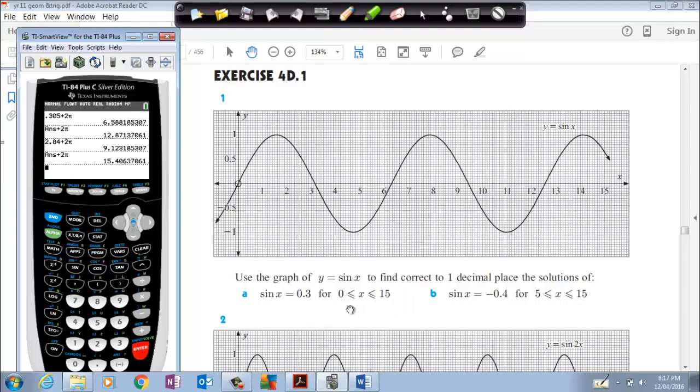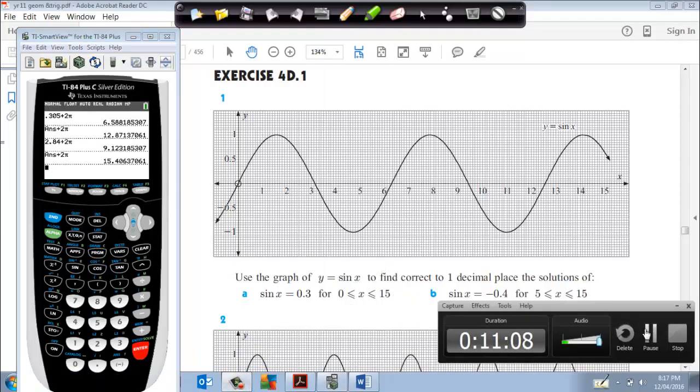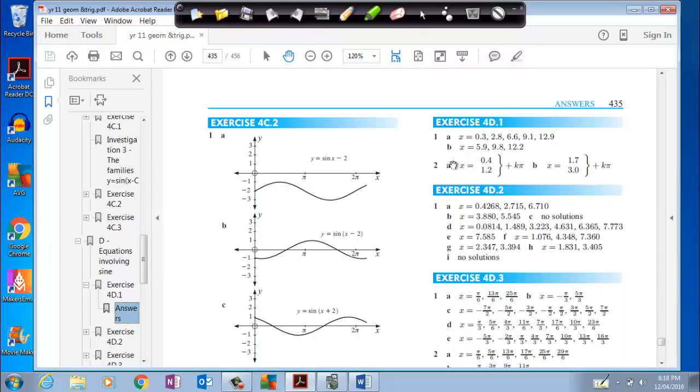And now you can have a go at B, so just pause the video and come back and see the solutions to B. And here are the solutions. There's 1A, 1, 2, 3, 4, 5, and B, there's only 3 answers, 1, 2, 3 there.